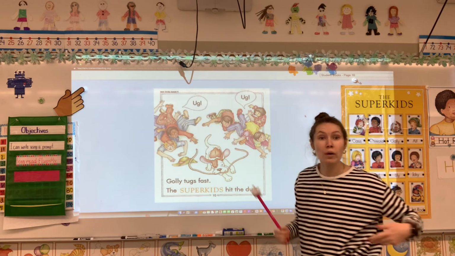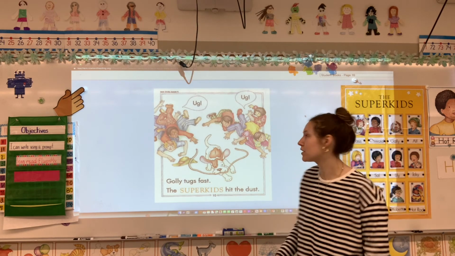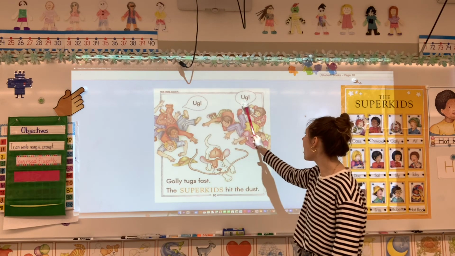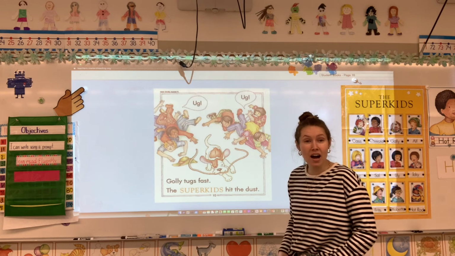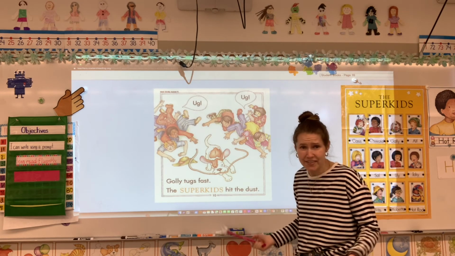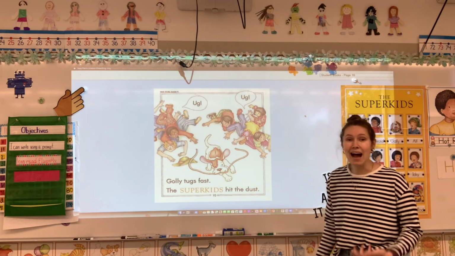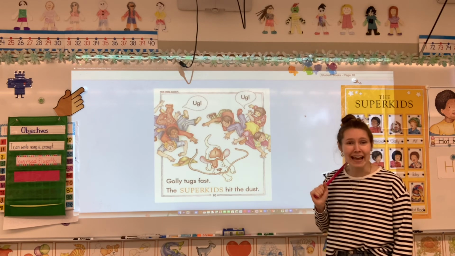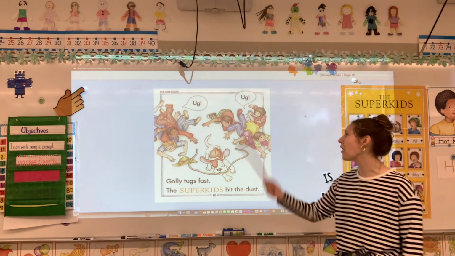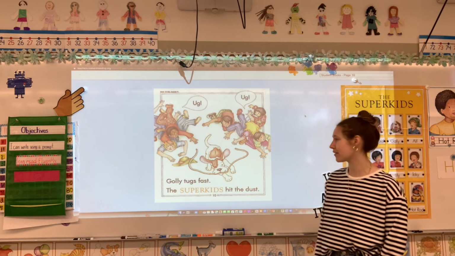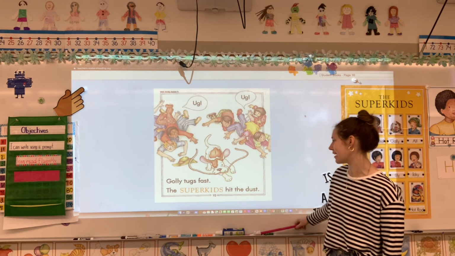exclamation point, we want to talk with a lot of feeling. We don't just want to say ugh, ugh. We want to talk the way that they would talk if they fell down. Ugh, ugh. So now we know that Golly won the game. He stole their rope and all the Super Kids fell down. Poor Super Kids. Golly's so silly.